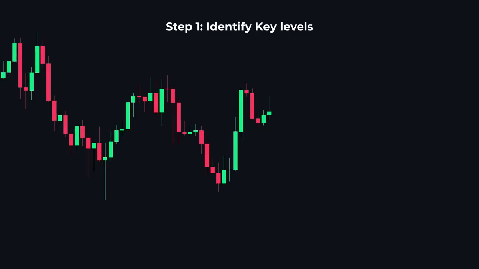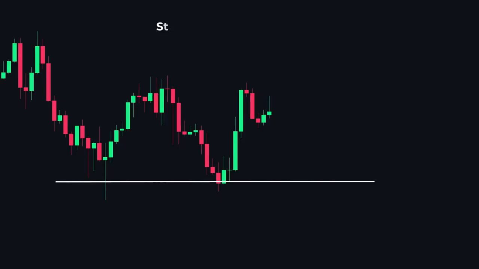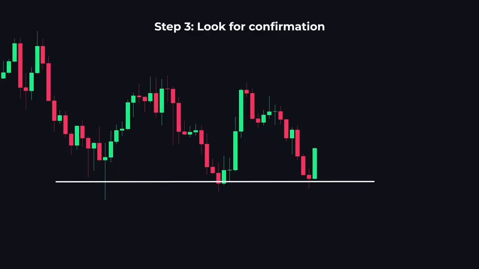Here's an example. In this chart, we can see the price has formed a downtrend and reversed twice at a specific area, making it a level of support. Now that we've identified our key level, the next step is to wait for the price to interact with it once again. At this third retracement, we're expecting the price to bounce once more, but we'll need extra confirmation from a candlestick pattern that supports our uptrend bias.